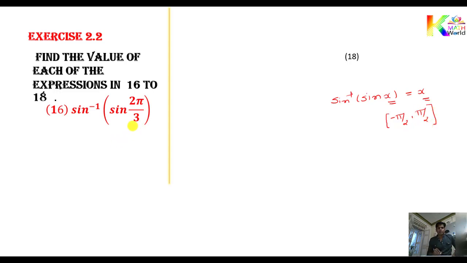Right now you can see the angle is 2 pi by 3. X is your 2 pi by 3. It means 2 into pi by 3, that is 60. So 2 into 60, that is 120. And you can clearly see that this 120 degrees does not lie in this interval. Okay, so you cannot put the answer directly as x. It means you cannot put the answer directly as 2 pi by 3.